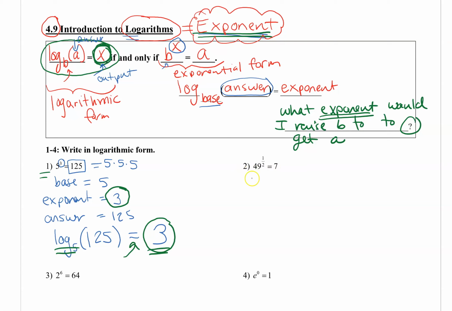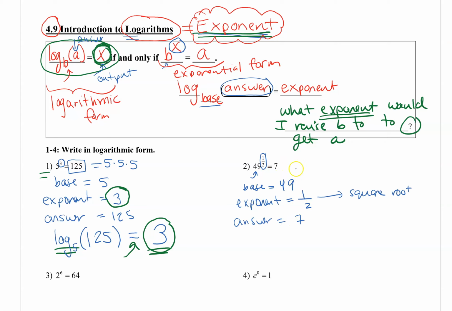In number 2, I can see that my base is 49. It's the number being raised to the power. I can see that my exponent is a fraction of 1/2. As a quick reminder, that's a square root, right? That was our last lesson. A power of 1/2 equals a square root. And so the square root of 49 is 7. So my answer, or my result to that exponential expression, was 7.